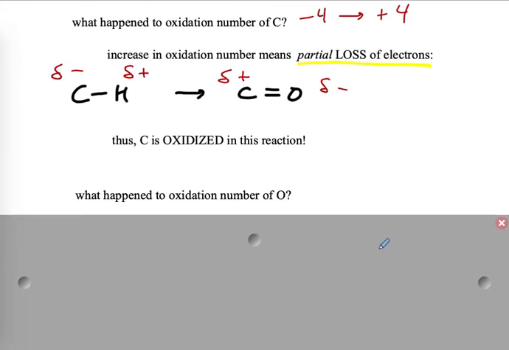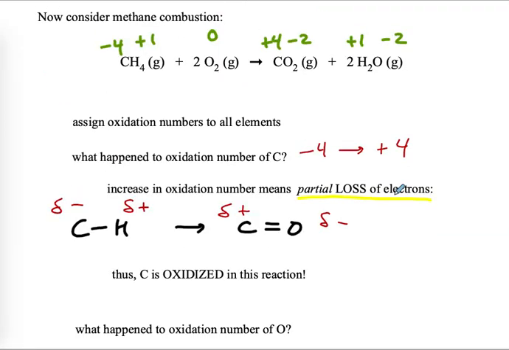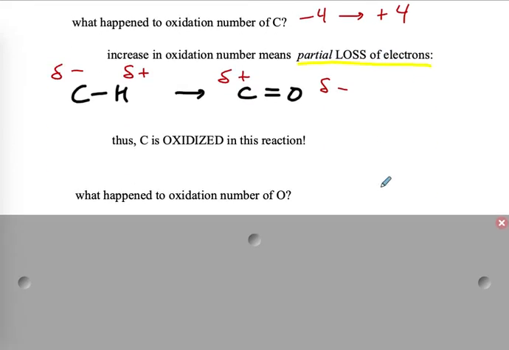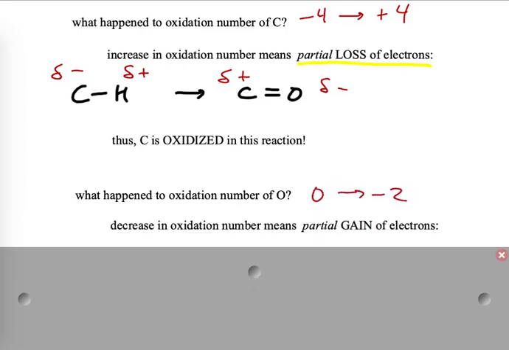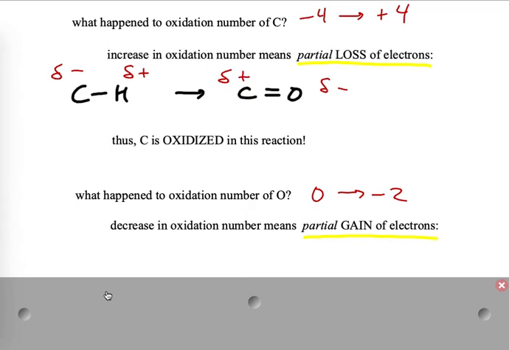What happened to the oxidation number of oxygen? Let's scroll back up and see. It went from 0 in O2 to -2 in both carbon dioxide and water. So its oxidation number decreased. A decrease in oxidation number means a partial gain of electrons. Once again, I can ask myself, how does this correspond to a gain of electrons? Well, in O2, I have neutral atoms. There is no partial charge, so I'll put a 0 there.